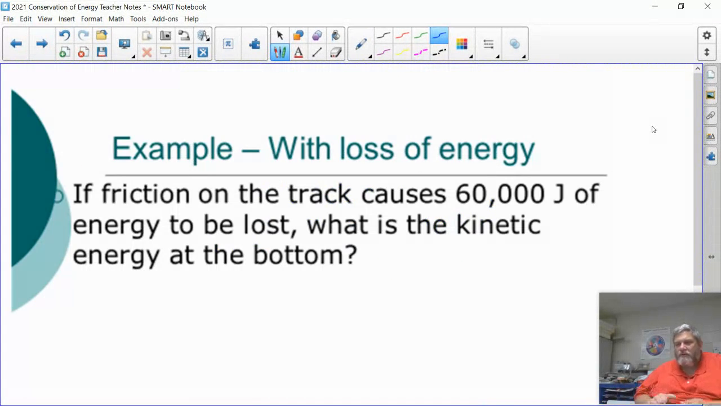Right. So now, if there is a loss. If the friction on the track causes 60,000 joules of energy to be lost, what is the kinetic energy at the bottom? Okay, well, kinetic energy at the bottom would be 723,240 minus 60,000.